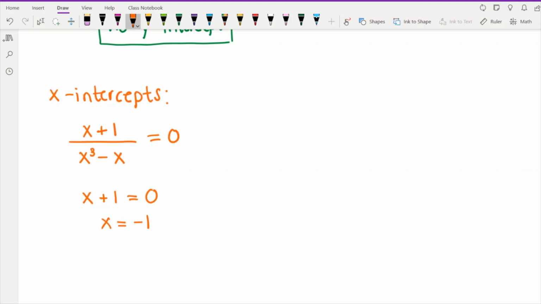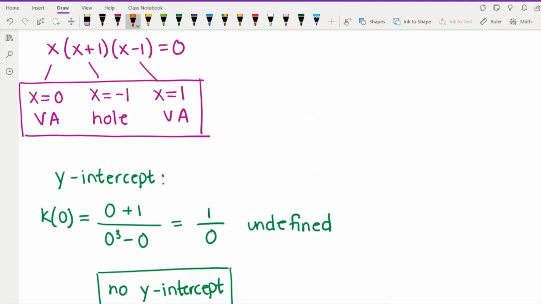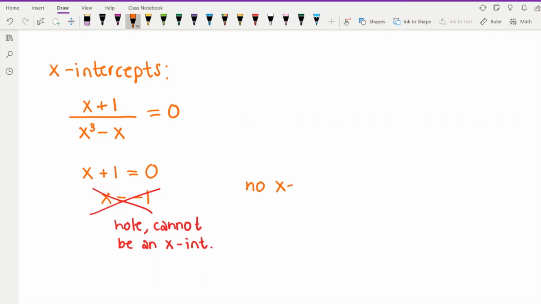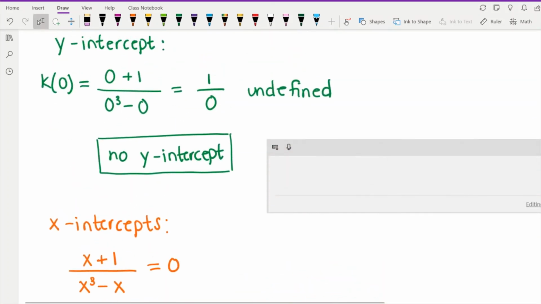But then we just need to check that that does not also make the denominator 0. However, we saw that it actually does, right? We saw that x is equal to negative 1 does make the denominator 0. There's a hole at that point. And so that tells us that this is a hole, so that means that it cannot be an x-intercept. And so what does this tell us about our graph? Well, it actually tells us that this graph has no x-intercepts. So we should see when we look at our graph that it's going to have no x-intercepts, it's going to have no y-intercepts. It's just going to have two vertical asymptotes and a hole.